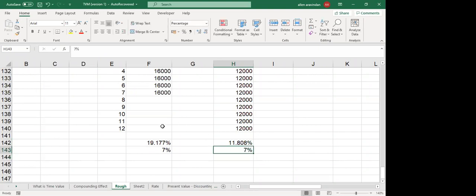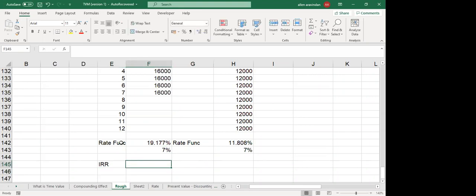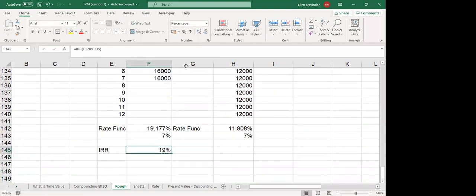There is another way of doing this. Remember we did IRR calculation. So this is using the rate function. This is the rate function. Now we will use IRR. So IRR, open the bracket. Whenever we have series of cash flows, we can also use something called as IRR. Okay. Same thing, just select it. And you will get almost a similar answer or exactly the same answer.